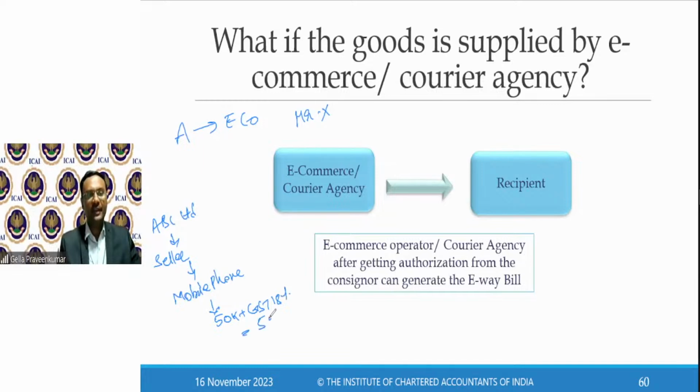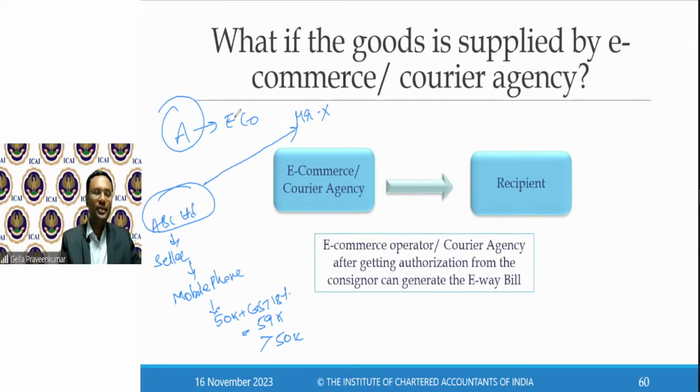Say, put together 59,000. Because the value is exceeding 50K, on behalf of ABC Limited, this e-commerce operator will prepare e-way bill for causing the movements from ABC Limited to Mr. X premises. This is the case where e-commerce operator or a courier agency can prepare e-way bill on behalf of consignor.